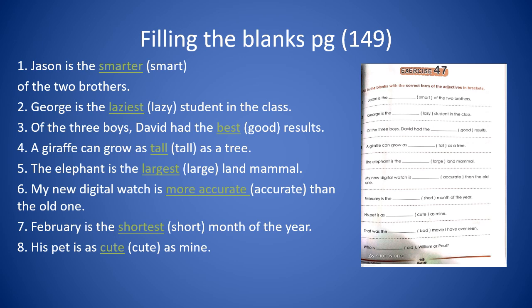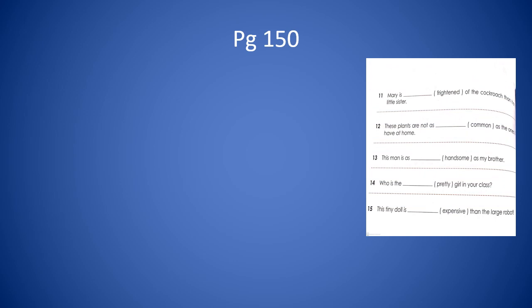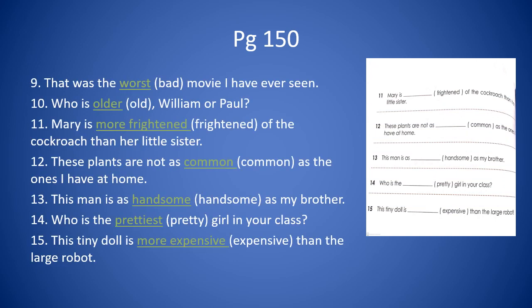Number 7. February is the short month of the year. Here February is compared to the other months of the year. So we will use superlative degree, which is shortest. Number 8. His pet is as cute as mine. Here two pets are compared, so we will use positive degree. Page 150. These are the blanks from page number 150.